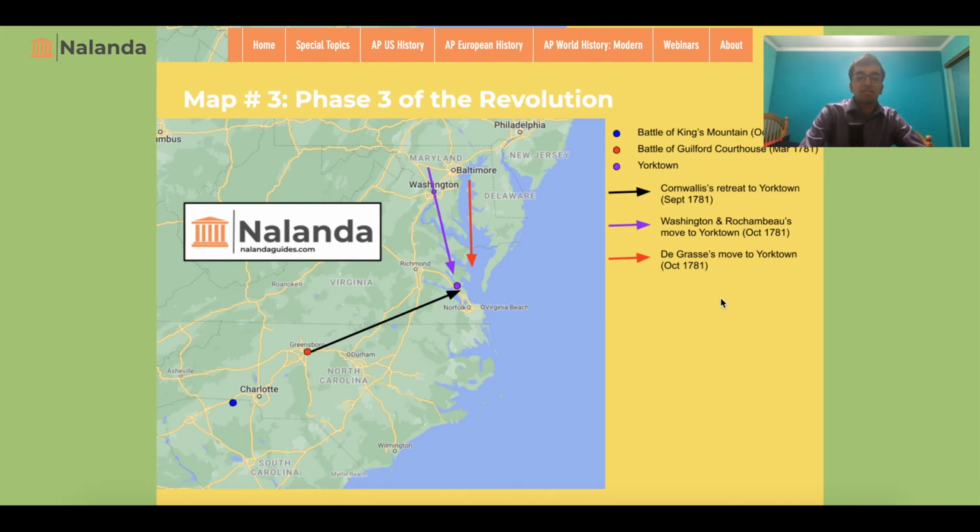Nathaniel Green took charge of the colonial forces, and he defeated the British at the Battle of King's Mountain, this blue circle. Later, he lost at the Battle of Guilford Courthouse, which is seen by this red circle, but Cornwallis also lost a lot of men, which weakened his army. Now after this, Cornwallis retreated to Yorktown to wait for some British ships to carry his soldiers to either New York or Charlestown, but while he was there, George Washington and his French allies moved to Yorktown and trapped him there, causing him to surrender.